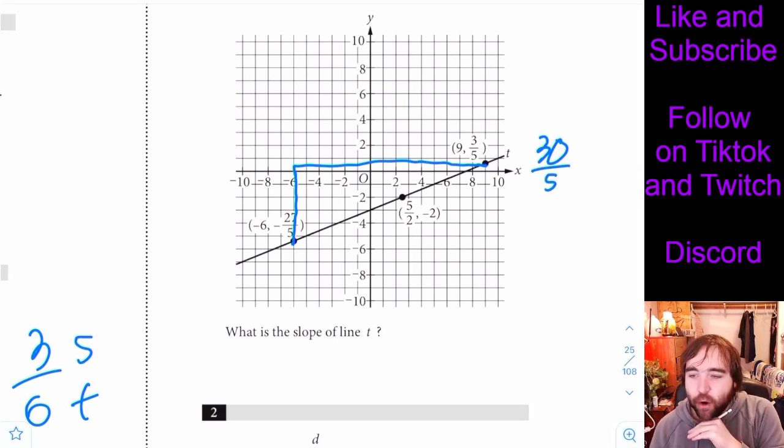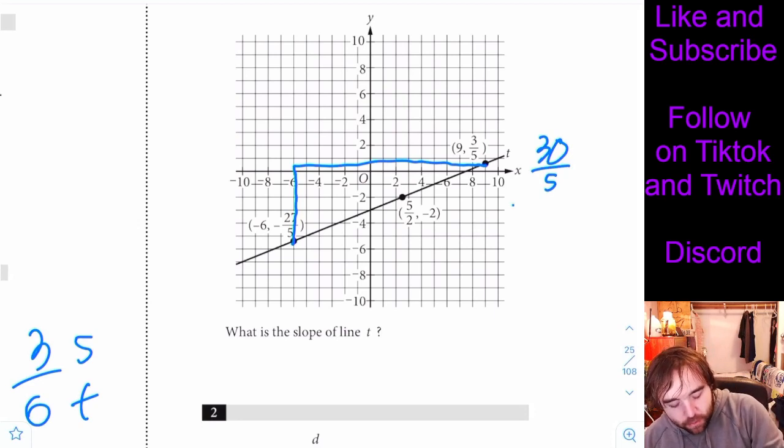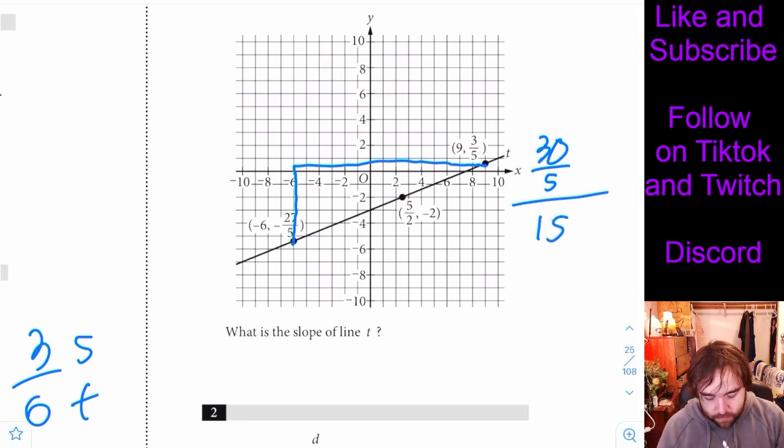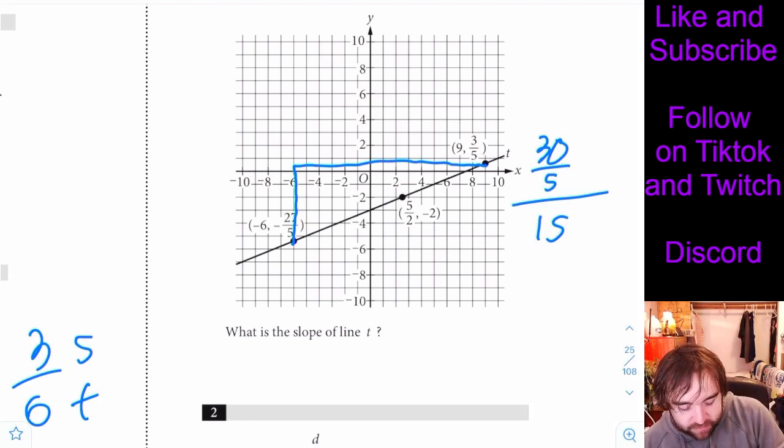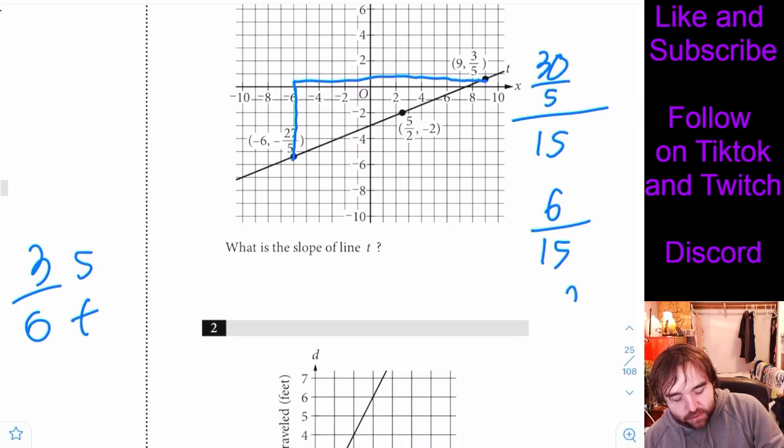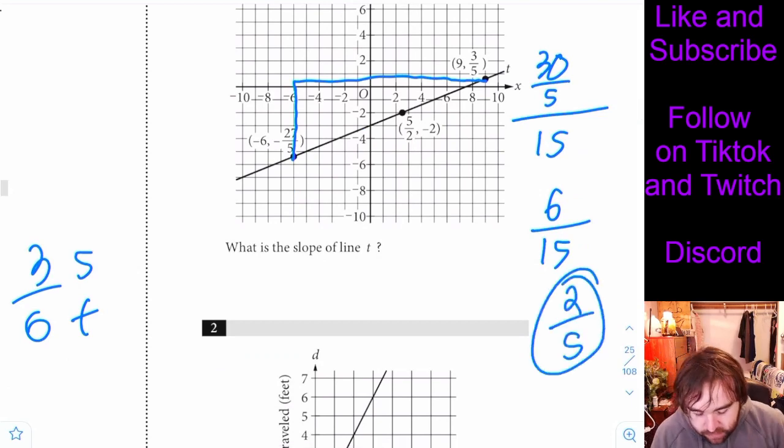And then how much did it go over from negative 6 to 9? It went over 15. So, just simplify now. So obviously 30 over 5 is 6, so we're looking at 6 over 15, which is 2 over 5. So the slope is 2 fifths.